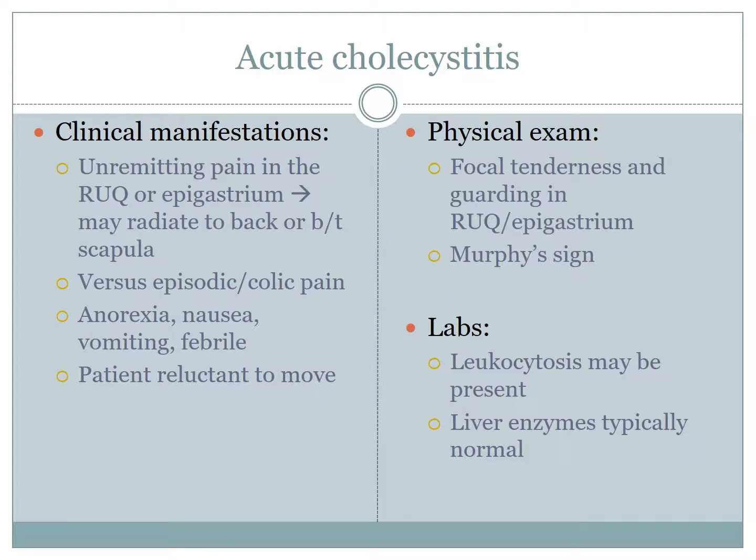So clinical manifestations, kind of what we talked about in that stem. Unremitting pain in the right upper quadrant, may radiate to the back. Patients usually have anorexia, nausea, vomiting. These patients are pretty sick. Focal tenderness in the right upper quadrant, and again, what a Murphy sign is. So a Murphy sign is arrest of inspiration on deep palpation of the right upper quadrant. And it's usually pretty obvious when a Murphy's is positive.